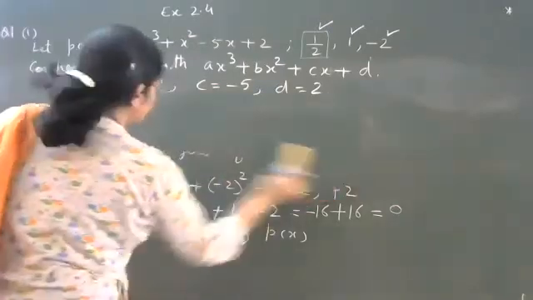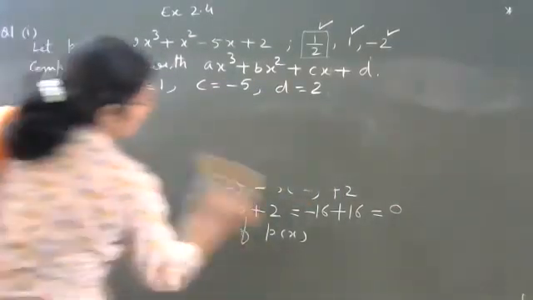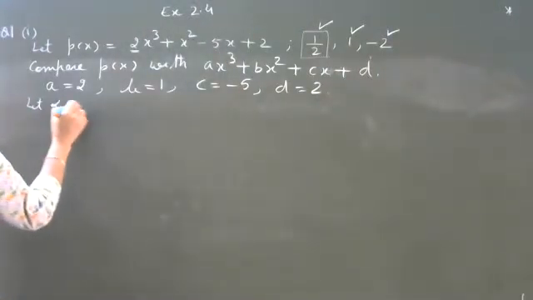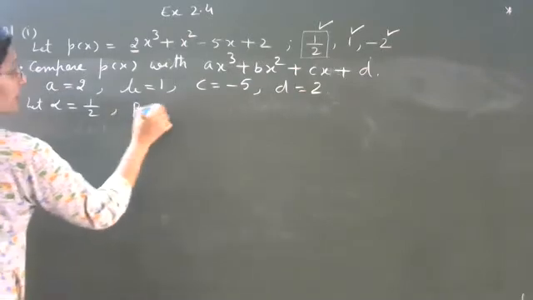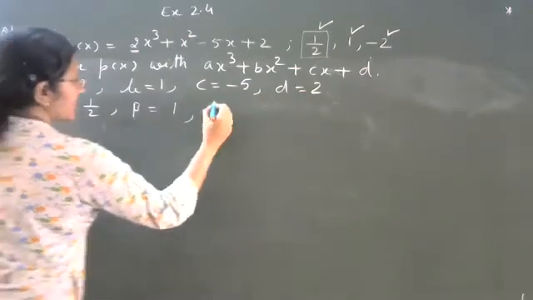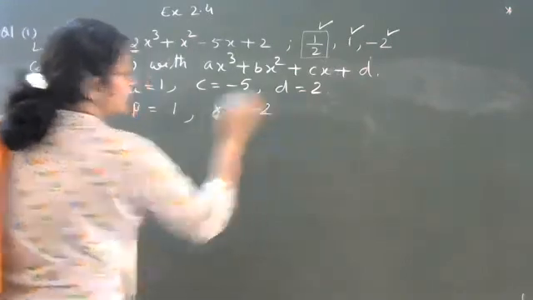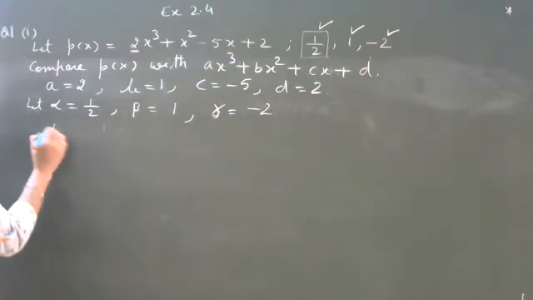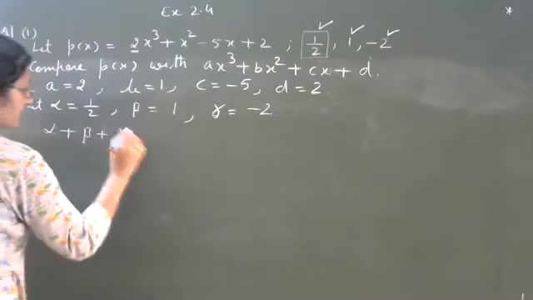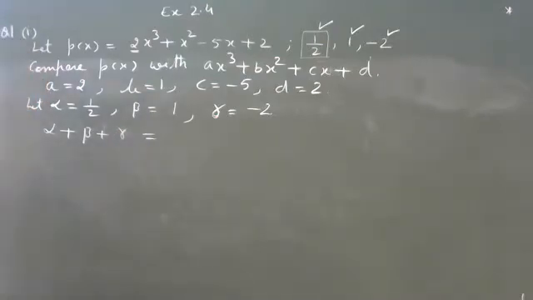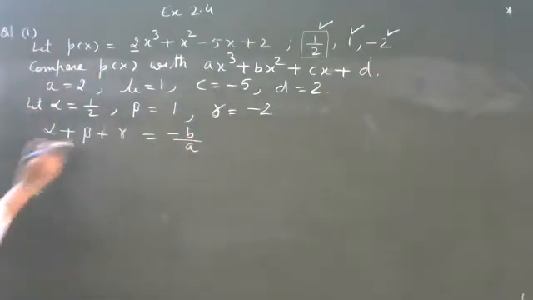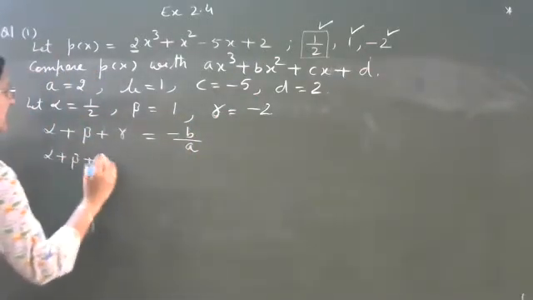So now 3 zeros we are given. Let us suppose these as alpha. Let alpha is equal to 1 by 2, beta is equal to 1, and gamma is equal to -2. Now we know the relationship between zeros and the coefficient. Sum of zeros, that is alpha plus beta plus gamma, its value is -b over a. Clear? So first of all, find alpha plus beta plus gamma.